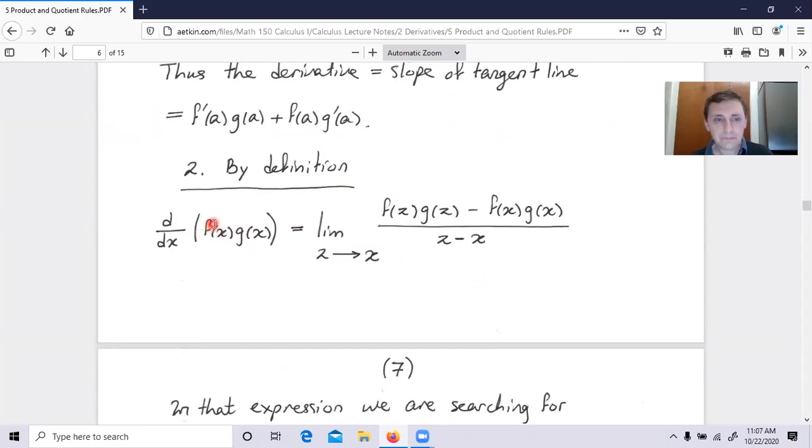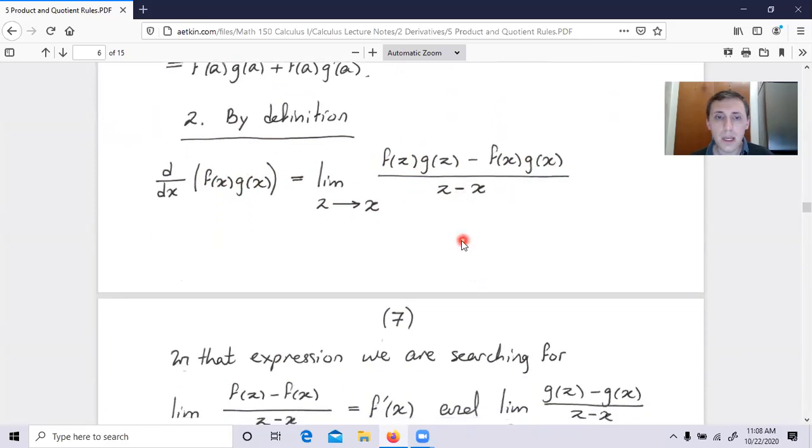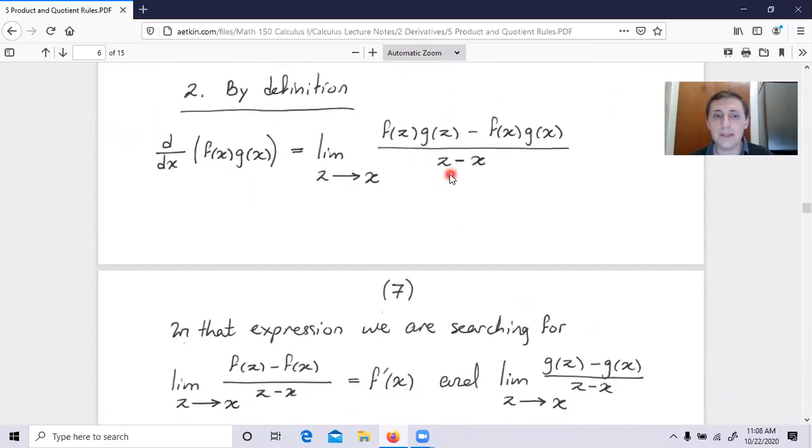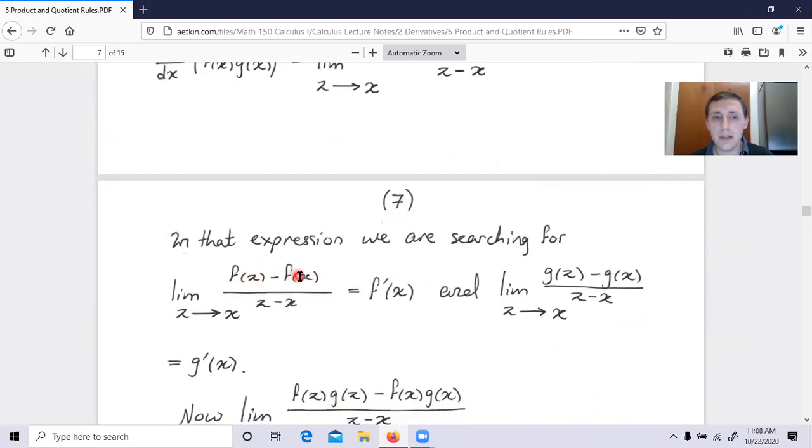So when I take the derivative of a product of two functions, I see this is my function, right? So I plug in z into this function, subtract f, the function with x inside, divided by z minus x. And within this expression, I am seeking f of z minus f of x over z minus x, and g of z minus g of x over z minus x. Because those expressions, by hypothesis, I know their derivative is f prime and g prime respectively.